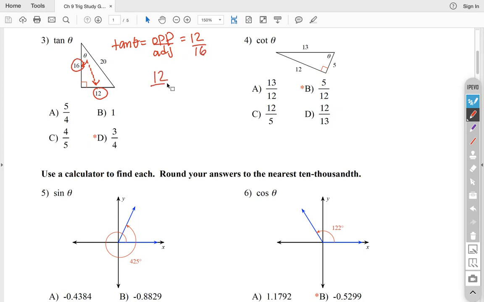Notice that that's not one of the answers, so we have to reduce. Let's go ahead and divide the top by 4 and the bottom by 4. That's a common factor, and we get 3 over 4. So the answer is D, 3/4.